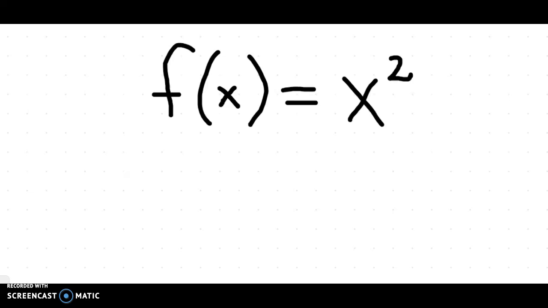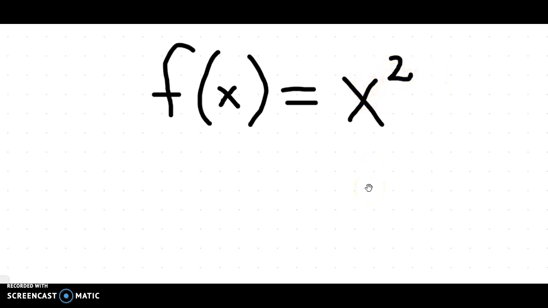Hello, we are talking about quadratic equations and quadratic functions. And what you see on your screen here is f of x. I have some function here. f of x is equal to x squared. And I know it's quadratic because I see that x is squared here.